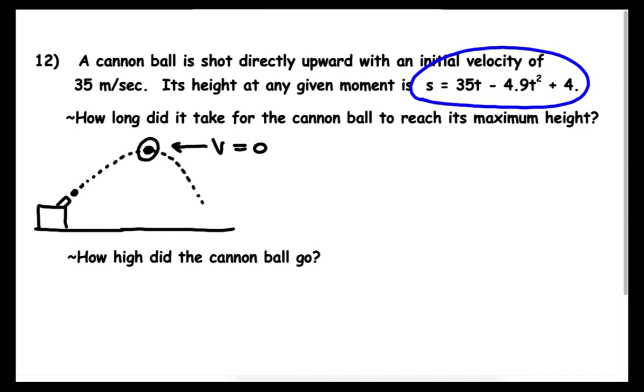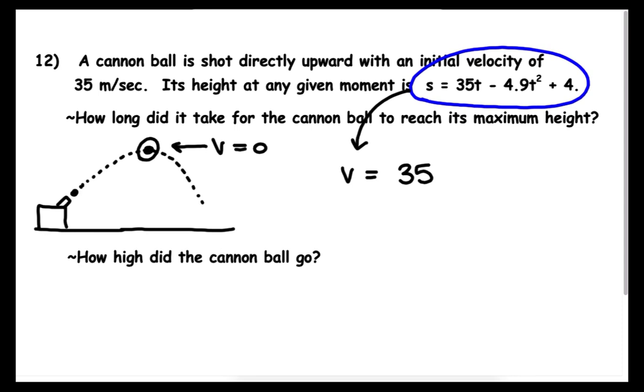So when the question says how long does it take the cannonball to reach its maximum height, really it's saying, when's the velocity 0? And the velocity is the derivative of position. So the velocity, using our brand new power rule, 35t to the first, the velocity will be 35, which agrees with the physics formula. Let's see, now we have exponent times coefficient on the next term.